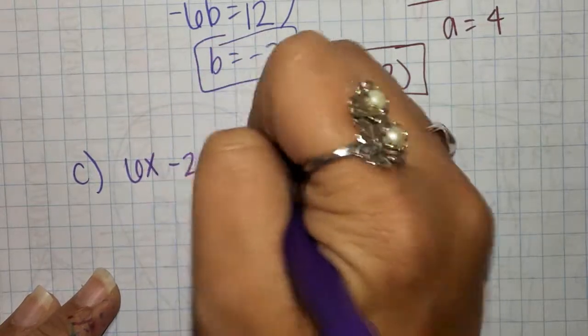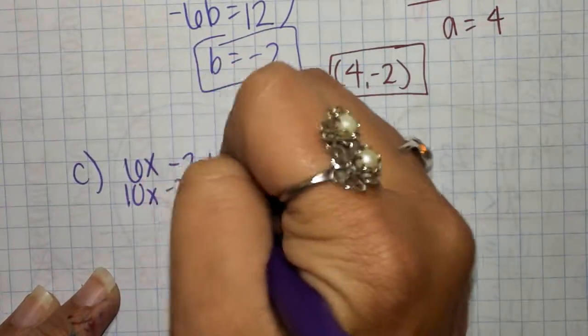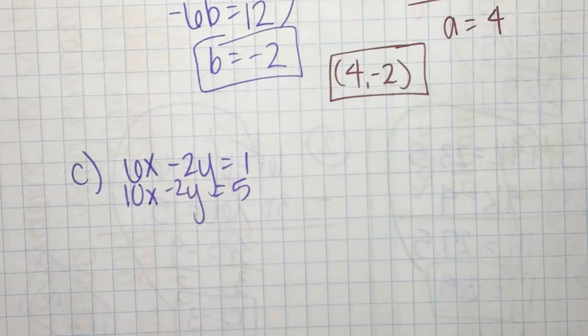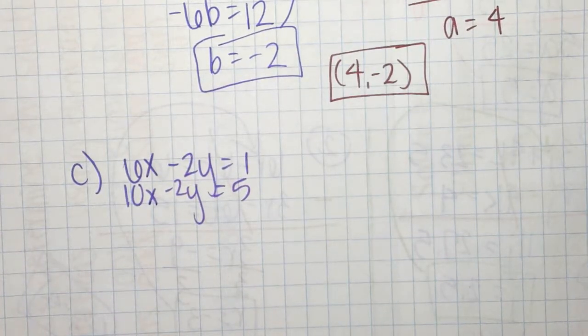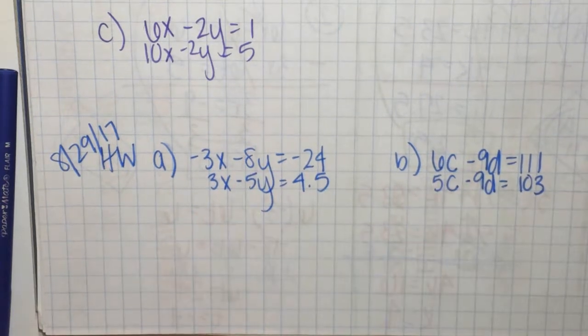6x minus 2y equals 1. 10x minus 2y equals 5. And we need to do this one faster. That one took us 10 minutes to do. We need to do this one faster so we have time to copy down our homework. So let's try and work fast. All right, 2 homework problems.